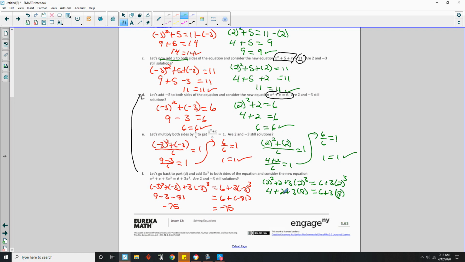Okay, 4 plus 2 is 6, but we multiply first, so I'll just leave those for now, plus 24. Always do your PEMDAS. Order of operations says to multiply before you add. Then add all of them up. 4 plus 2 is 6, plus 24 is 30, and that has to equal over here. So 6 plus 8 times 3 is 24, and 6 plus 24 is 30, and that is also true.